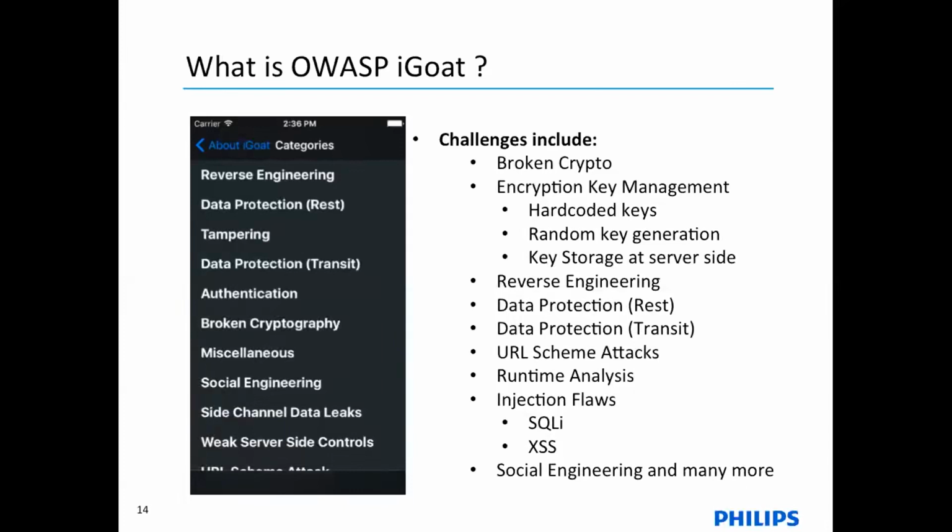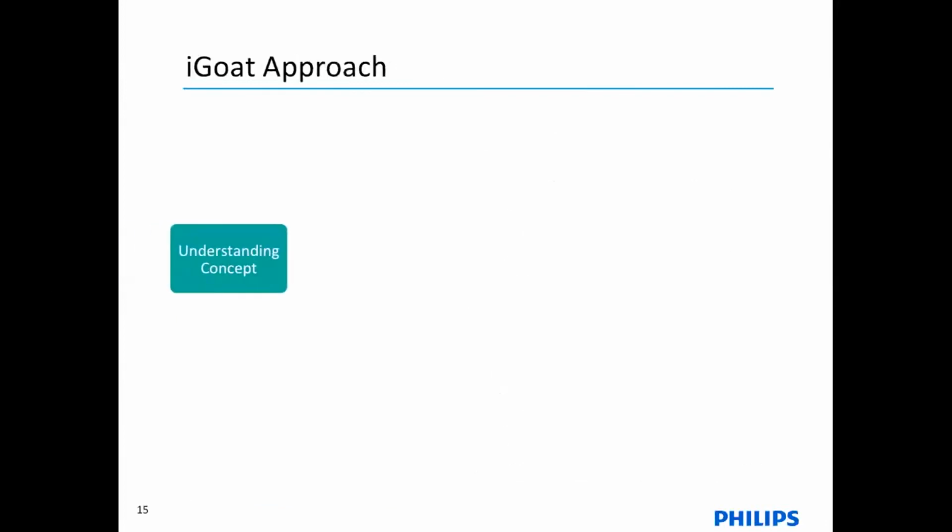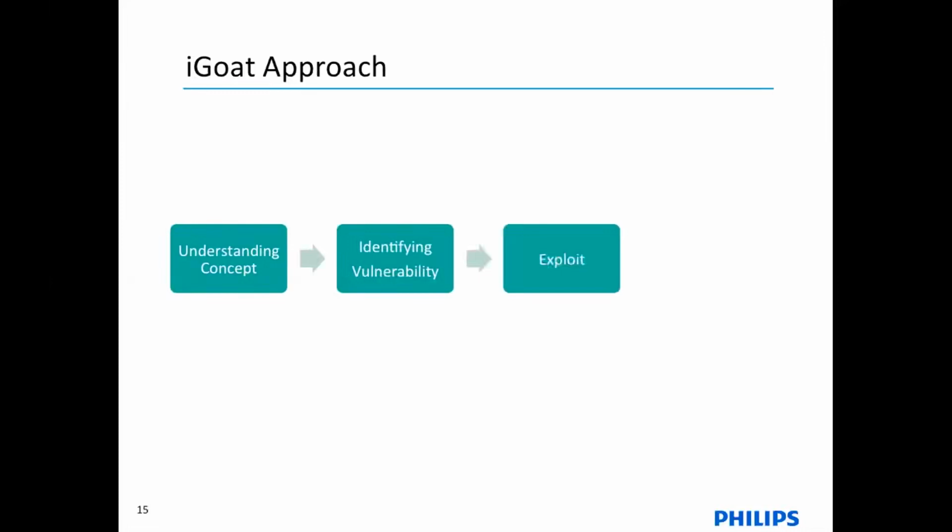Again, in runtime analysis, we have different challenges for Cycript, Snoopy, GDB, and other runtime hooking debuggers. So the iGoat approach is very straightforward. First, you understand the concept. Then you identify the vulnerability. Once you identify the vulnerable point, you exploit it, and you will not end it here. You will learn how to defend, how to implement protection against the vulnerability.